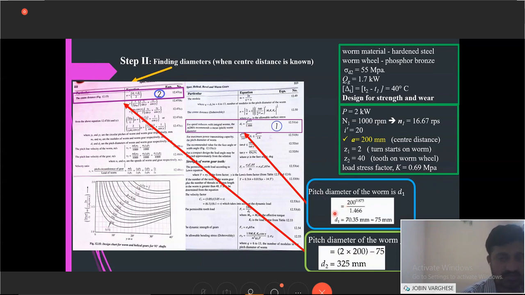So using the equations, A is the center distance, which is already given. From this one, I have taken A, and we calculate D1 equal to 75 mm. In the case of D2, where the center distance is given, we use the equation. We know what is A, we know what is D1, and D2 can be calculated. Now the first parameter, the diameters of both worm and worm wheel, has been calculated.